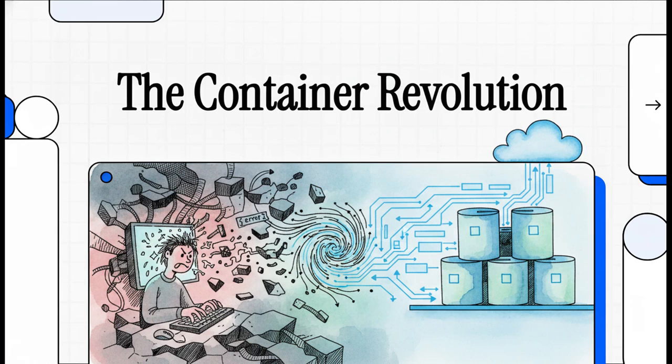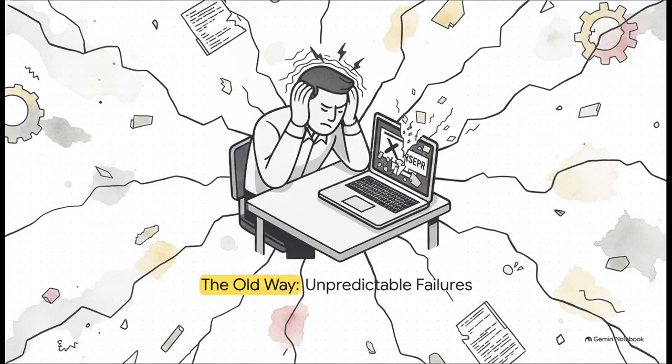Welcome to the Explainer. Today we're tackling a massive universal headache in IT. I mean, if you've ever spent hours banging your head against a keyboard because your code miraculously broke the exact second it went into production, well, you are in the exact right place. Today, we're exploring the container revolution and how it fundamentally solves unpredictable software failures. Okay, let's dive into this.